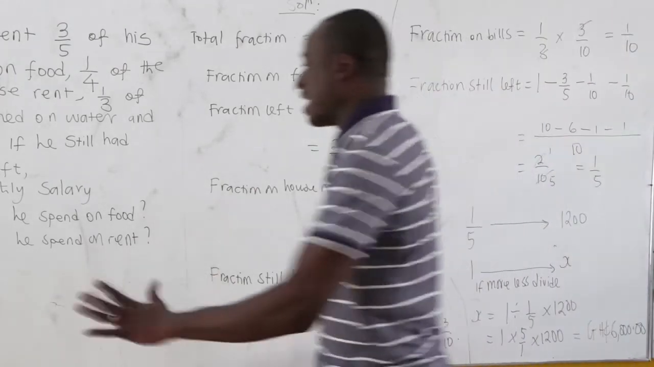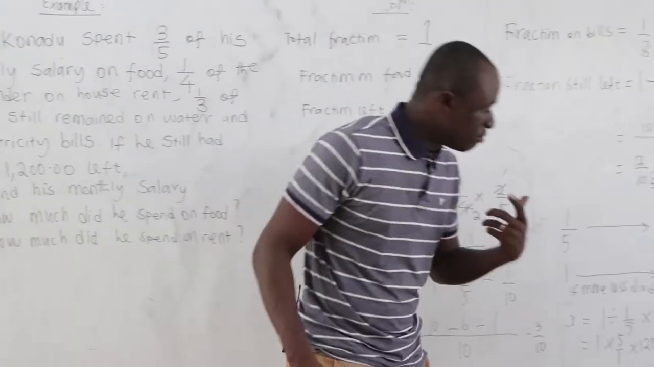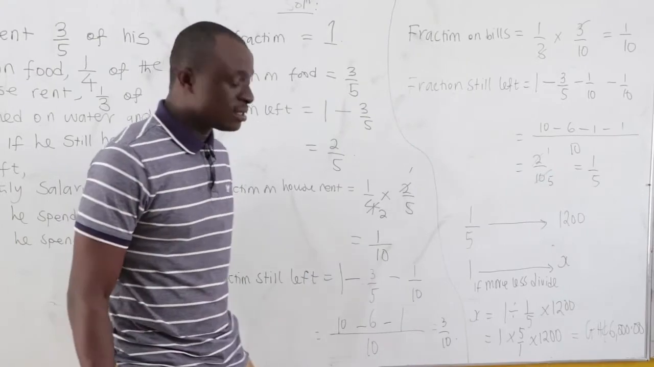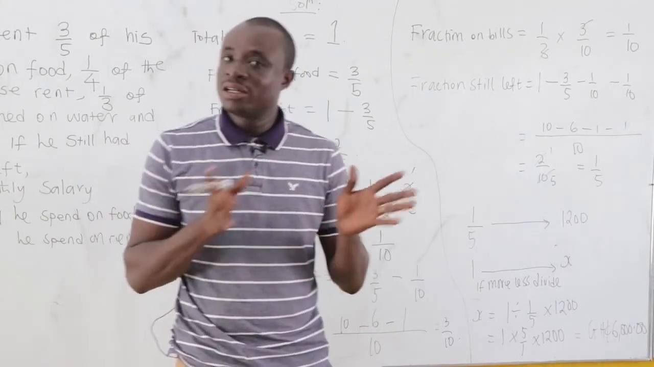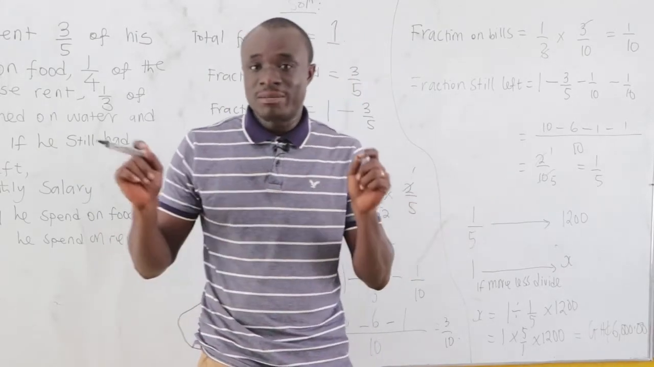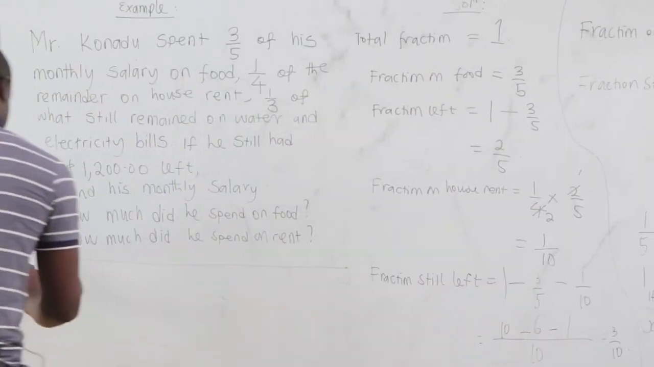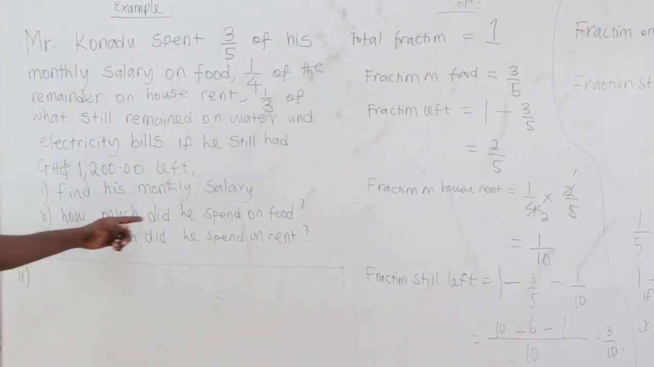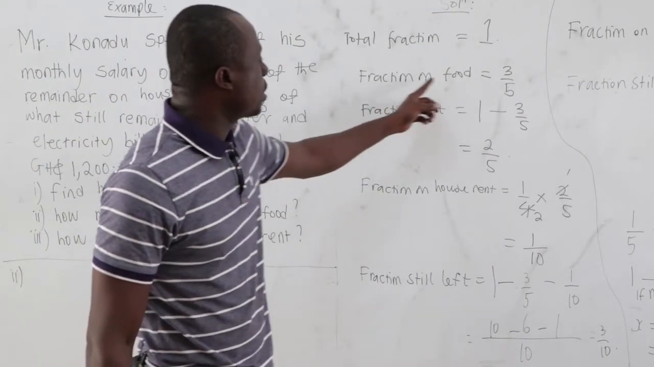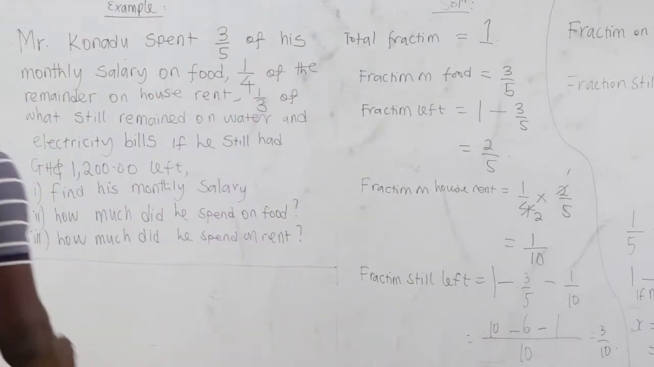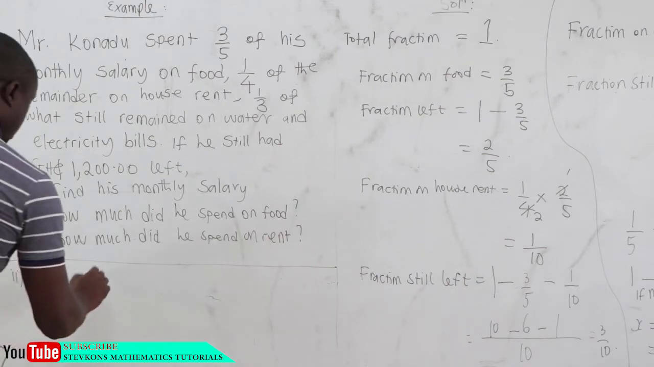So the first question says find his monthly salary. Hence, his monthly salary is 6,000. That is very, very easy. So we shouldn't forget that fraction left will correspond to the amount left. Now let's see the second one. We are being told how much did he spend on food. Now, what is the fraction on food? Fraction on food is 3 over 5. So here, that will give us 3 over 5 times the total, which is 6,000.